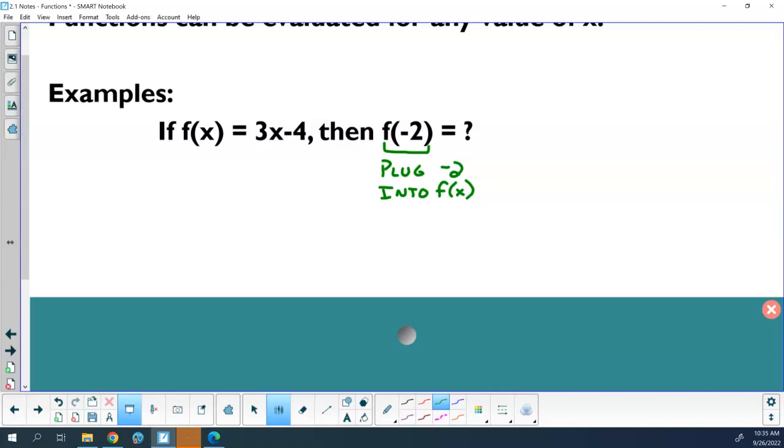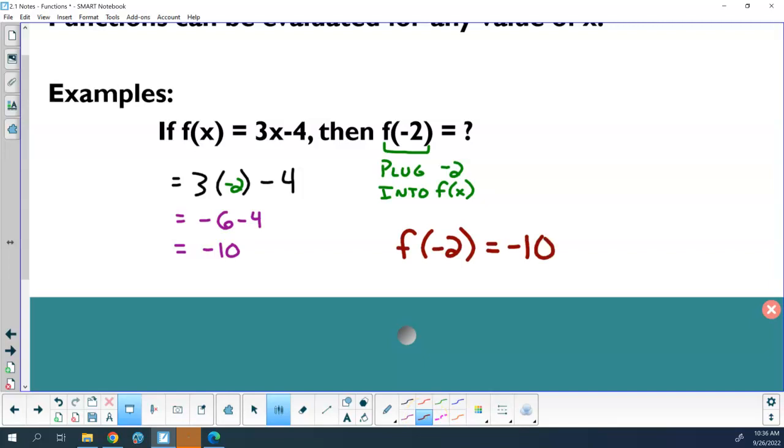So my function is 3x minus 4. So I would plug -2 into that function. 3 times -2 is -6, minus 4 is -10. So f of -2 is -10.